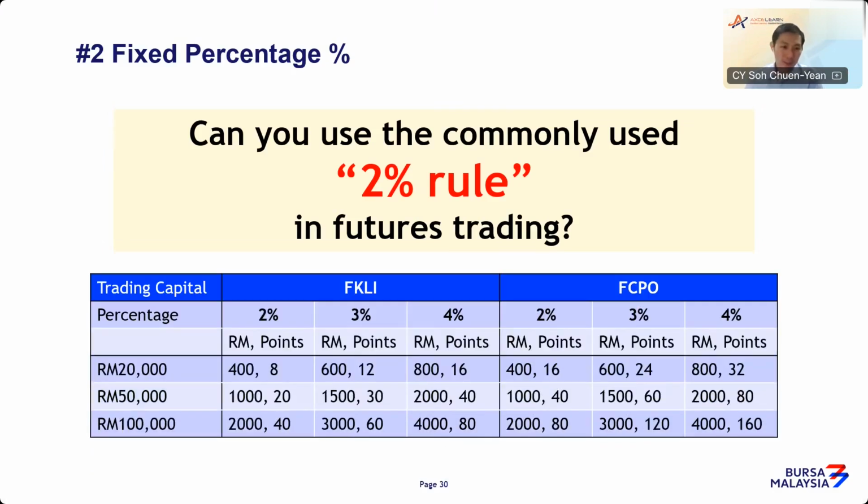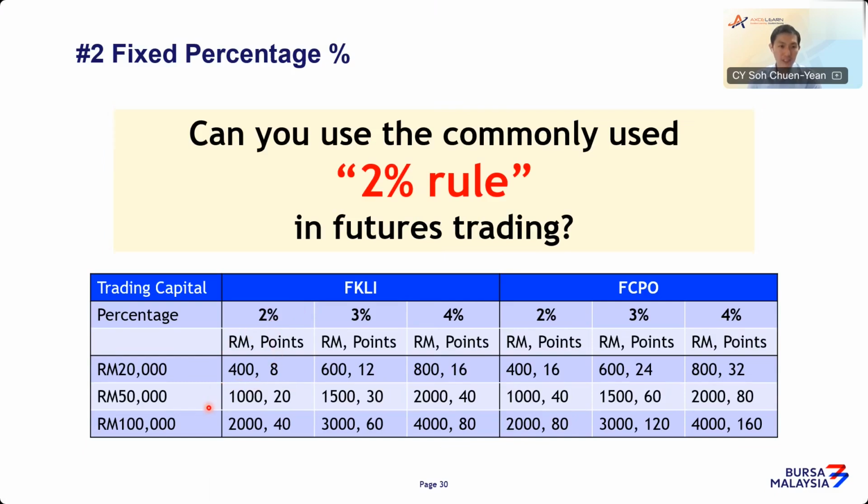Now, how you read this table is actually very simple. I have already converted the 2% into dollars, and I also calculated it in terms of points. Just now, the example I gave you was 20,000 for 2%, right? So for FKLI, if your trading account is 20,000, at 2% you are willing to risk $400 per trade, and converting to points, it would be 8 points in FKLI.